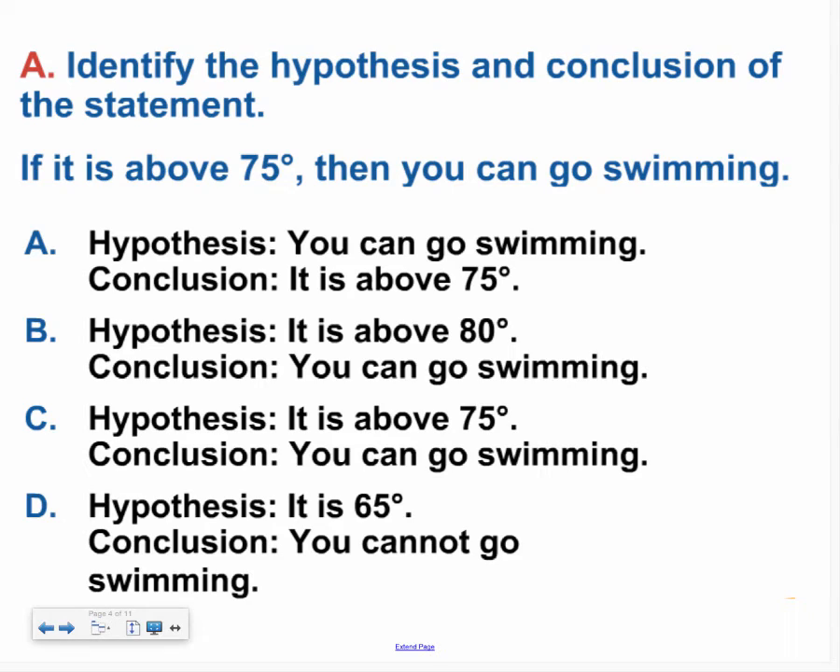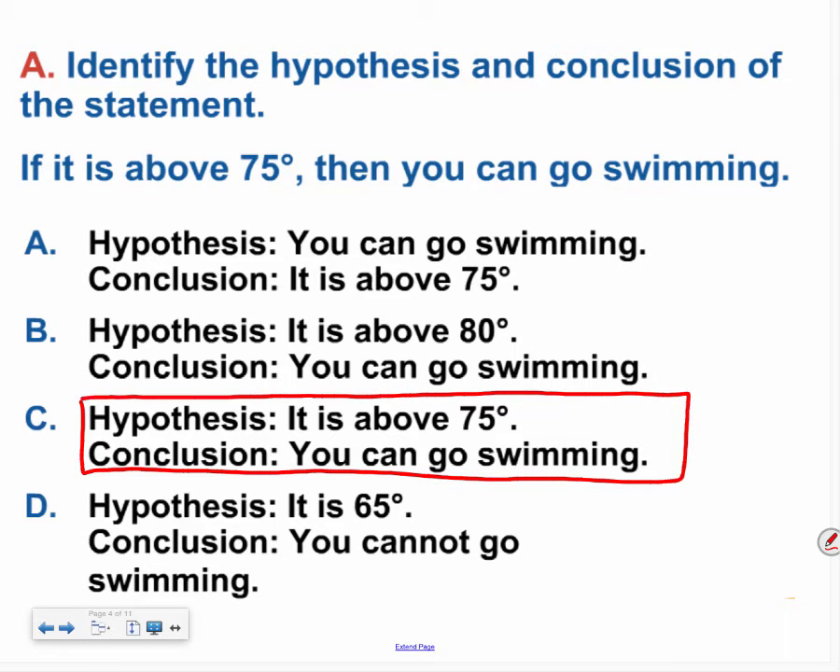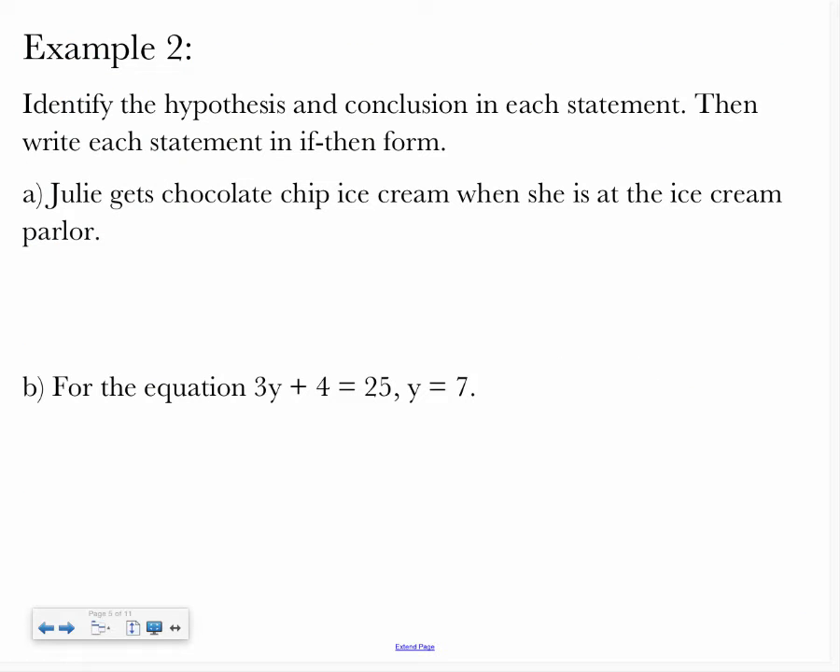Why don't you try to identify the hypothesis and conclusion of the statement? If it is above 75 degrees, then you can go swimming. Hopefully you said the hypothesis is it is above 75 degrees, and your conclusion was you can go swimming. If you have a question on that, please be sure to let me know. Let's take a look at our next example.